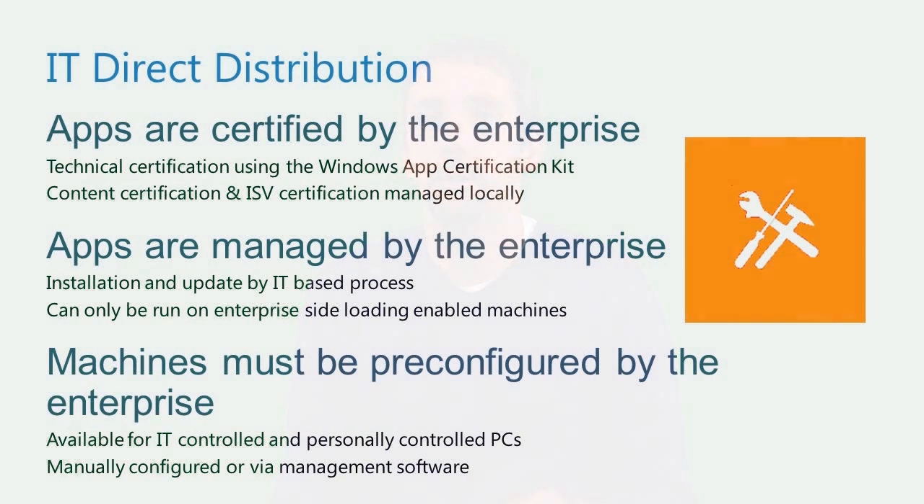Let's take a look at the second option of IT direct distribution. In this case, the app is not one that you want to have available on the broad Windows Store, and you want it available only within a particular enterprise. In this case, it's important that the certification of the app has to happen by the enterprise. So for technical certification, we recommend using the Windows App Certification Kit, doing exactly the same pieces that are done by the Windows Store. But the content certification and declaring whether it is appropriate and useful for the particular corporation is something that needs to be managed locally.